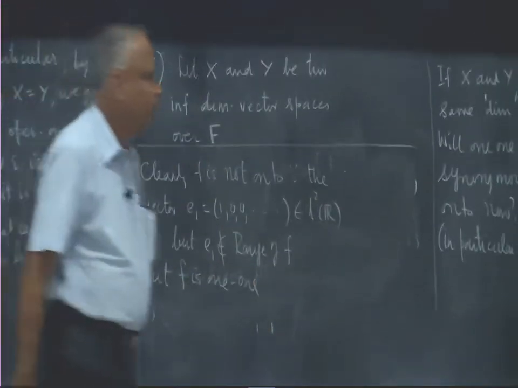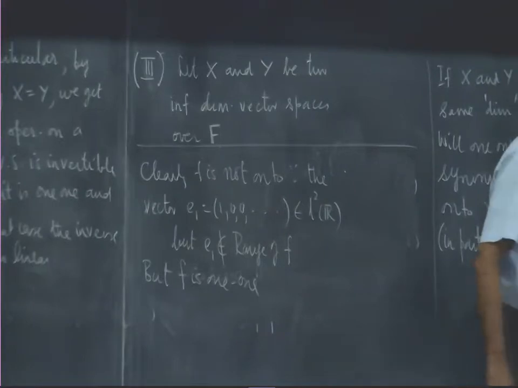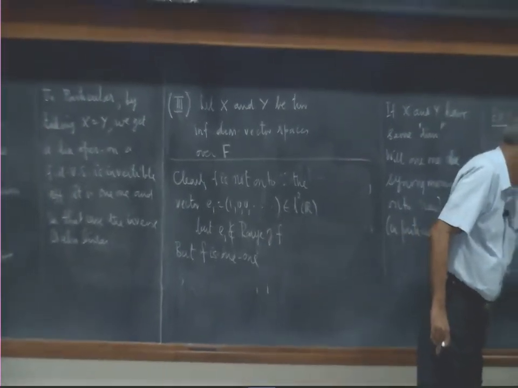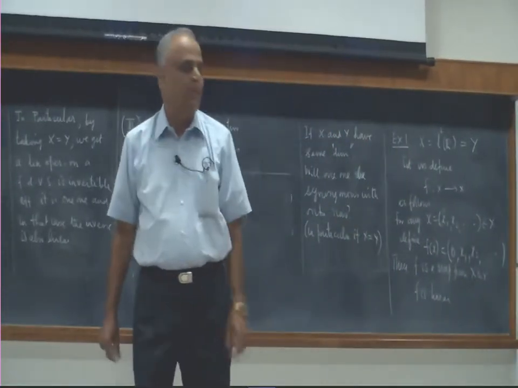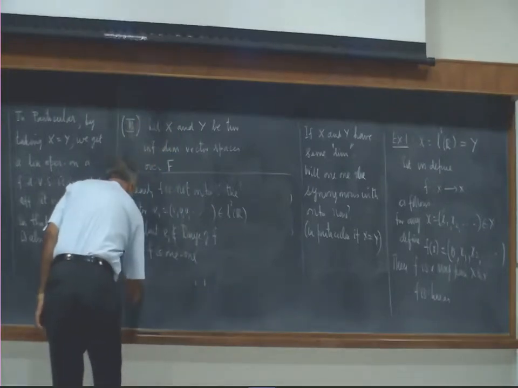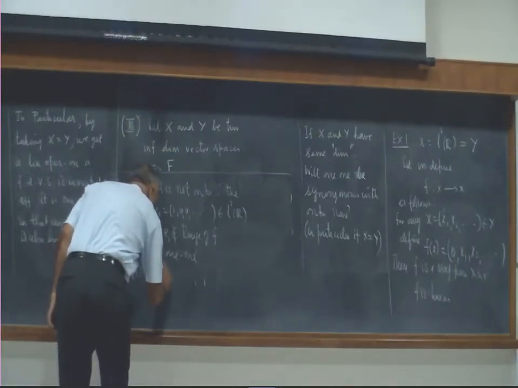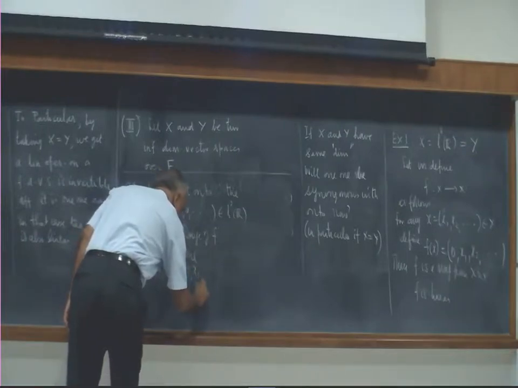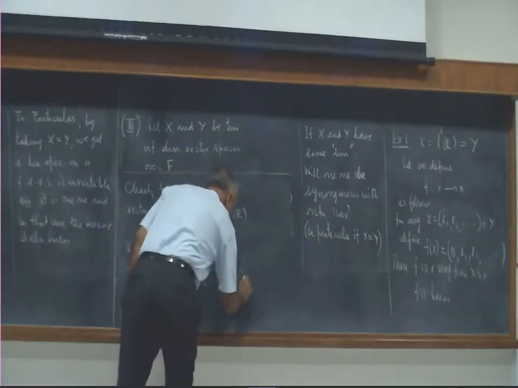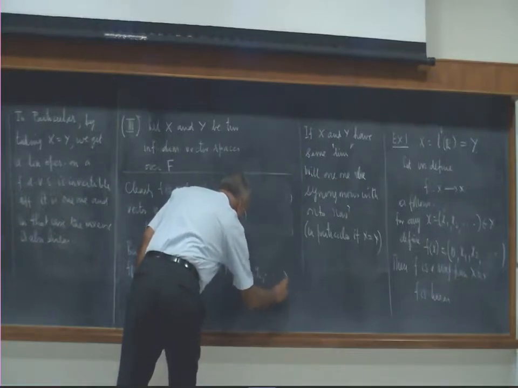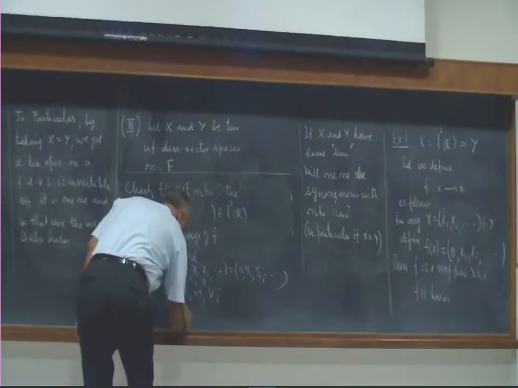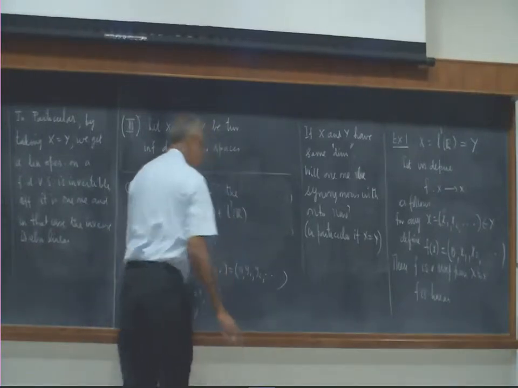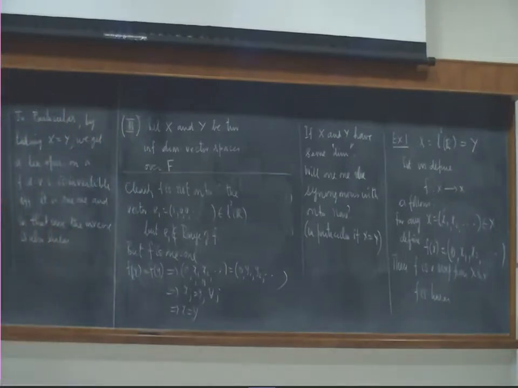Why is f 1-1? If f(x) equal to f(y), then (0, x1, x2, ...) is the same as (0, y1, y2, ...). So, x1 must be equal to y1, x2 must be equal to y2, x3 must be equal to y3, and so on. Therefore, f(x) equal to f(y) implies xj is equal to yj for all j, which implies x equal to y. Therefore, f is 1-1. The two values can be same only if the two arguments are the same.